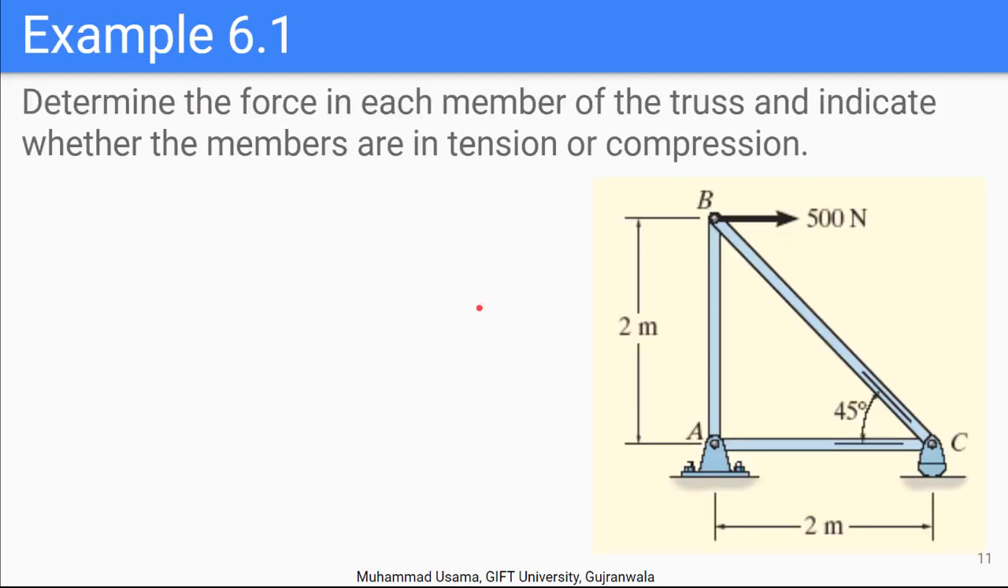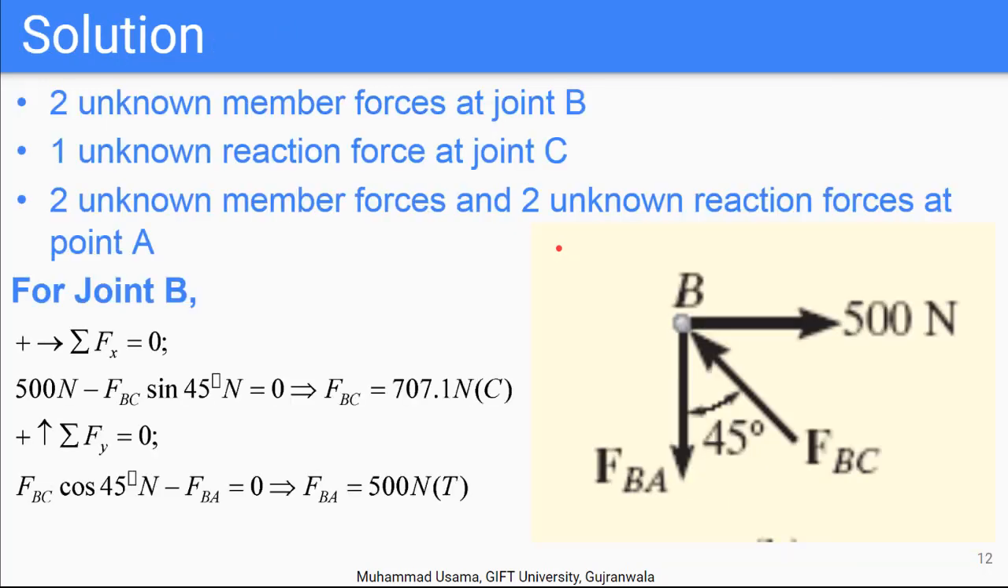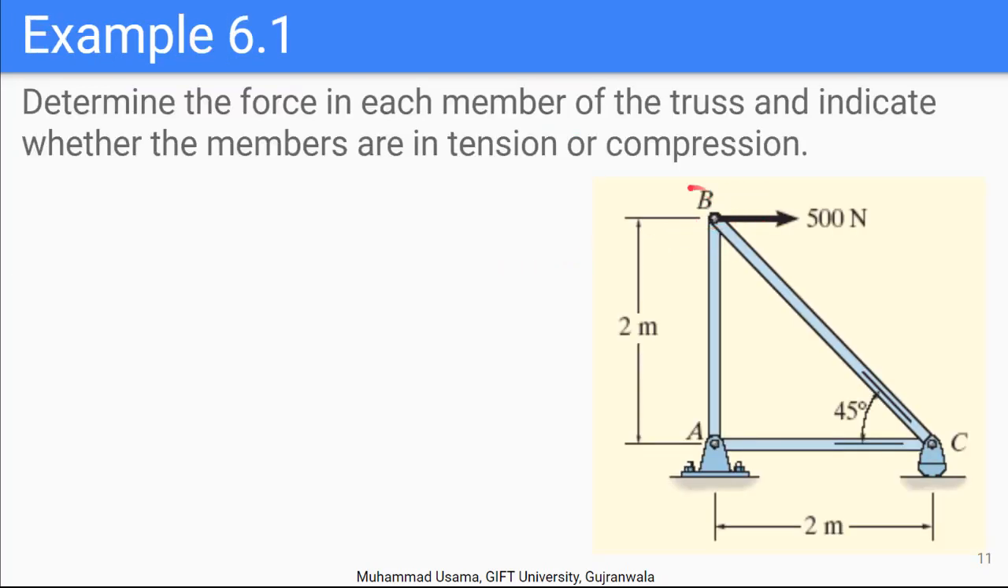So now we look at an example. Here we have this very simple truss, and we want to determine the force in each member of the truss and indicate whether the members are in tension or in compression. So we want to know if each of these members is in compression or in tension. In tension means that they are providing a pulling force, and in compression means that these members are providing a pushing force.